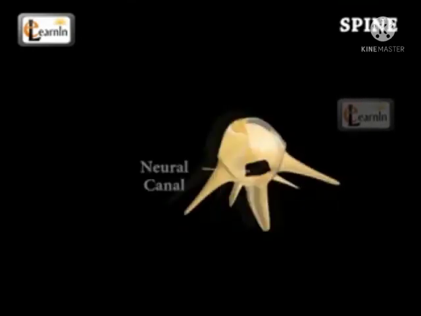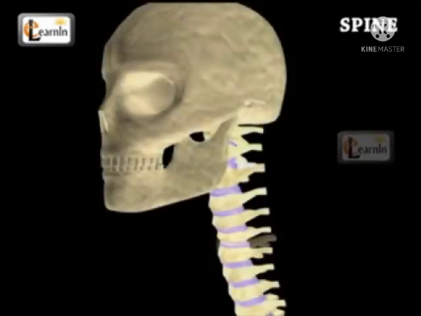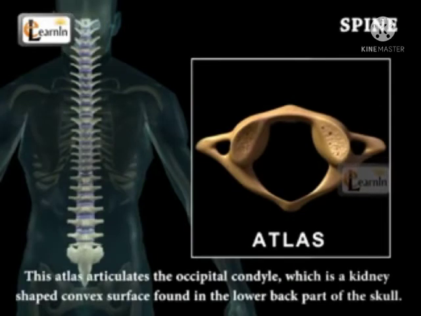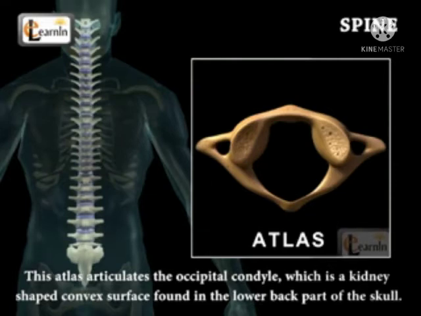These vertebrae have a central hollow portion, which is called the neural canal. The spinal cord passes through this neural canal. The first vertebra is called the atlas, and this atlas articulates with the occipital condyle, which is a kidney-shaped convex surface found in the lower back part of the skull.